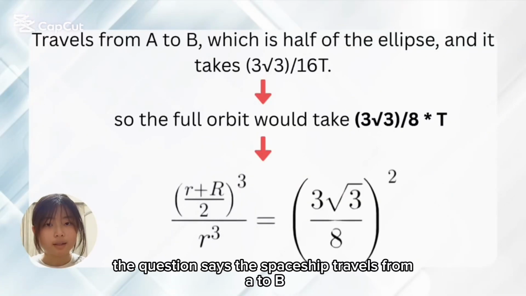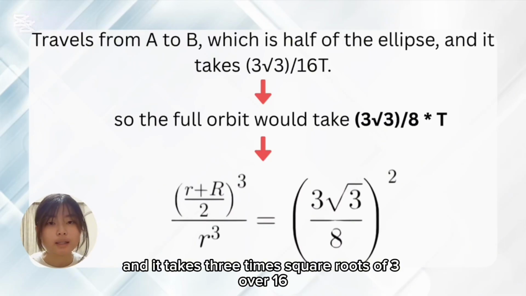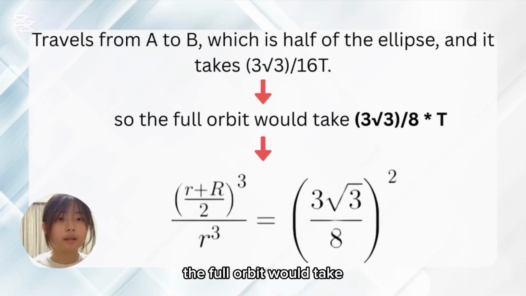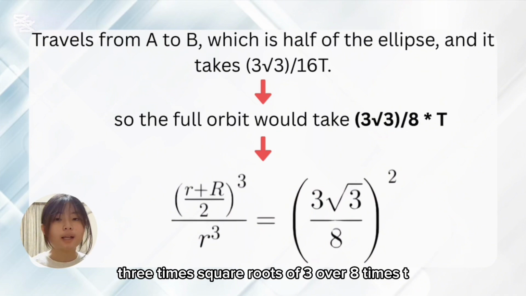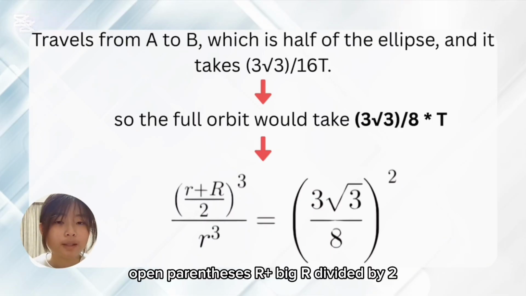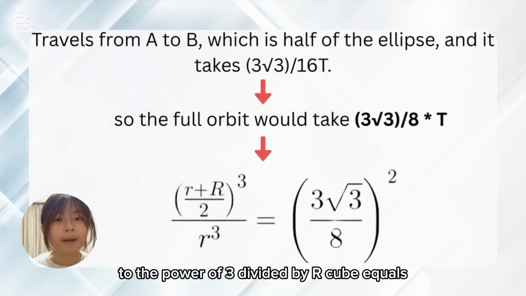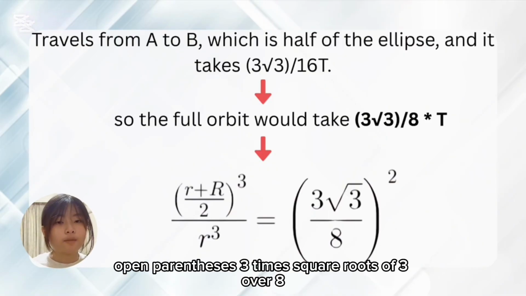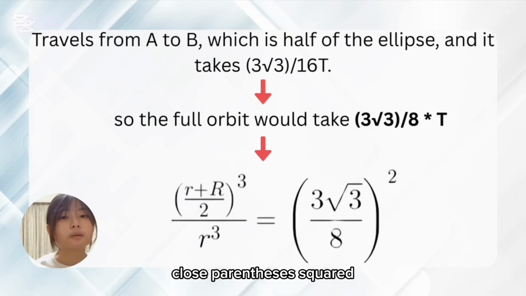The question says the spaceship travels from A to B, which is half of the ellipse, and it takes 3 times square root of 3 over 16 big T to do that. So the full orbit would take 3 times square root of 3 over 8 times T. Now we plug that into the equation. ((r + R) / 2) to the power of 3 divided by r cubed equals (3 times square root of 3 over 8) squared.